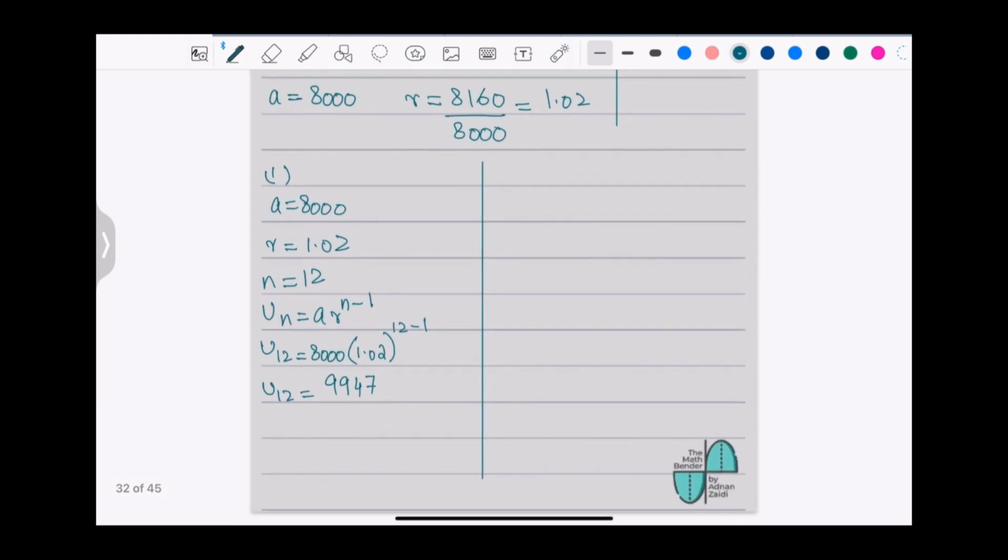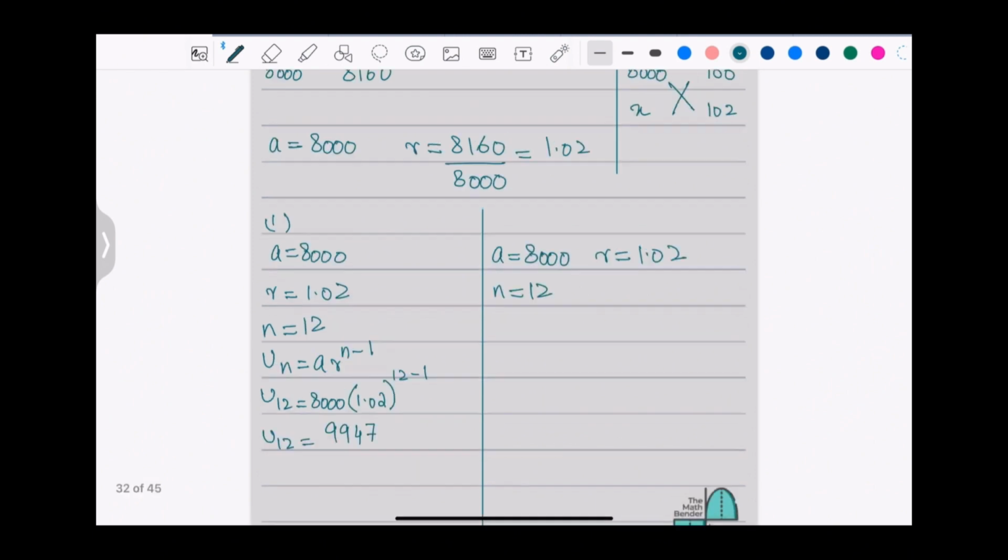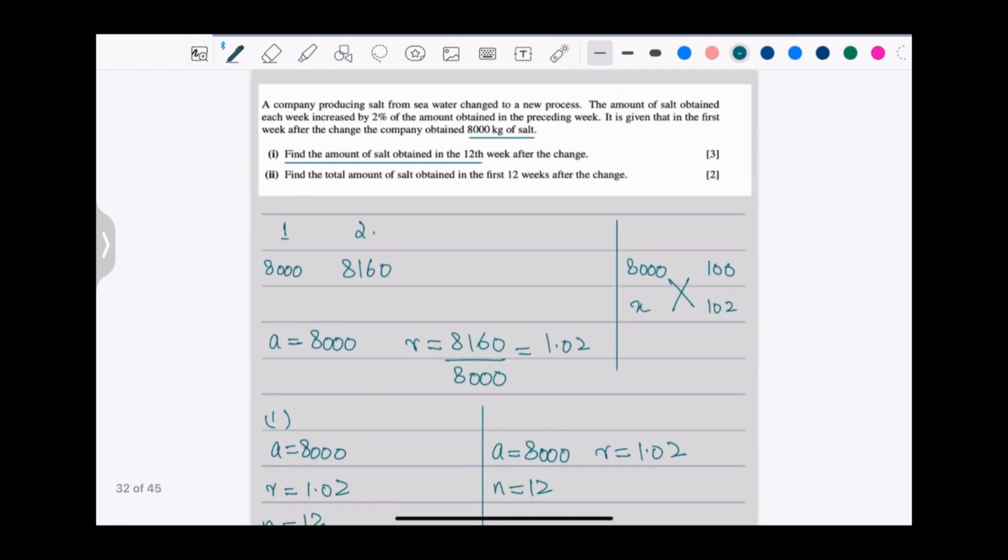So the total amount of salt is like adding whatever amount you received in the first week, then the second, then the third, then the fourth, until the 12 weeks. So A here is 8,000, ratio is 1.02, n is again 12 because the amount is obtained during the week, not after the end of the week.